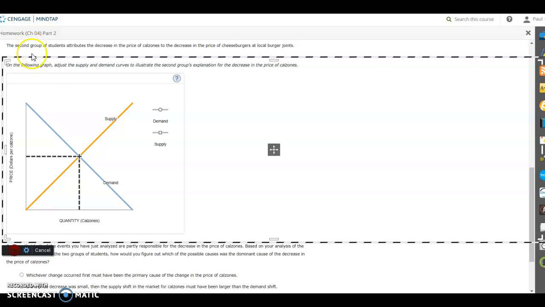So I just want to walk through the case where you have two curves shifting at the same time and why it can make it a little difficult to understand what happened either to price or quantity. So I just want to go through a few concepts right now.